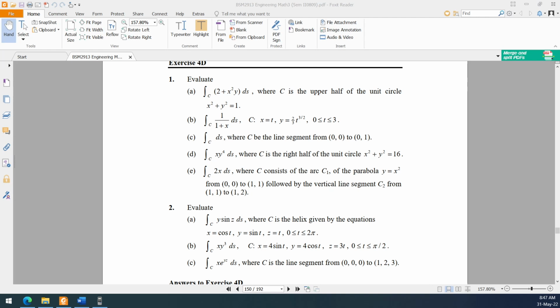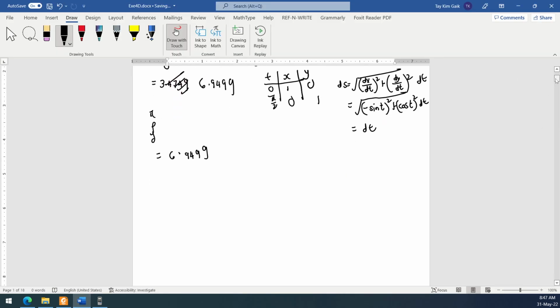No, doctor. If not, you can also have a try at question 1D. We jump to question 1D. Question 1D evaluates the integral over C of x y to the power 4 ds. C is the right half of the unit circle.